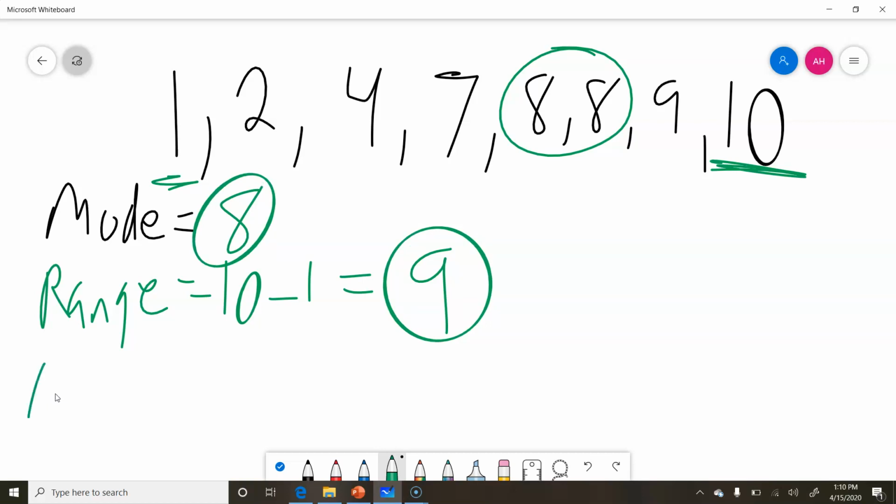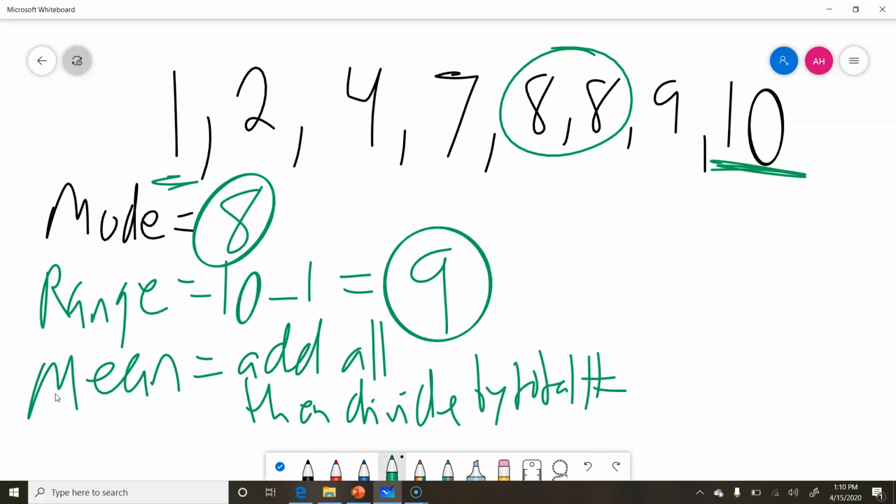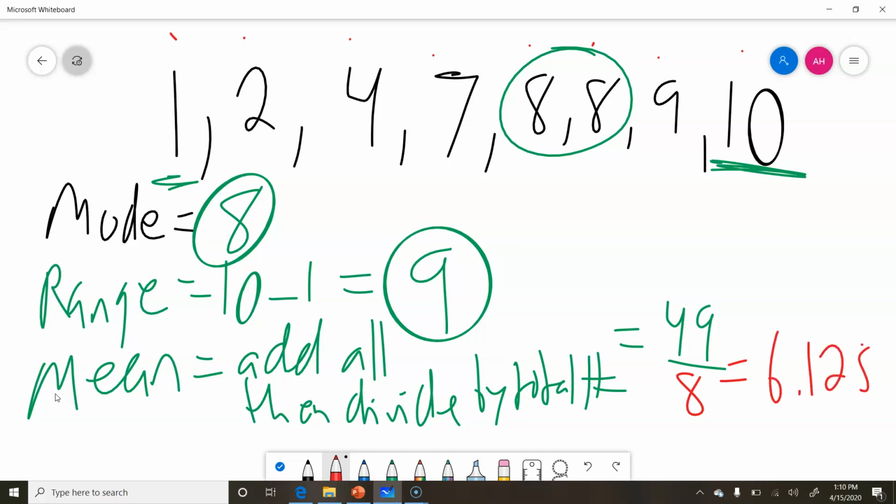Then let's say I try and find the mean. Okay, mean is average, so I have to add them all together, then divide by total numbers, by how many I have total, okay? So I type that in my calculator. I do 1 plus 2 plus 4 plus 7 plus 8 plus 8 plus 9 plus 10, which is 49. That's what they're all added together. And how many numbers do I have? I have 1, 2, 3, 4, 5, 6, 7, 8. Divided by 8, 49 divided by 8. This is my mean is 6.125.